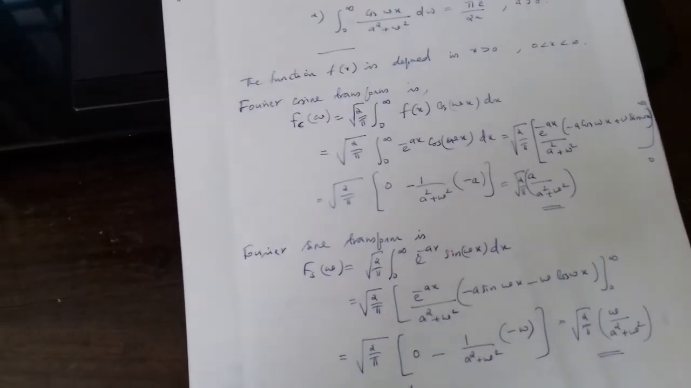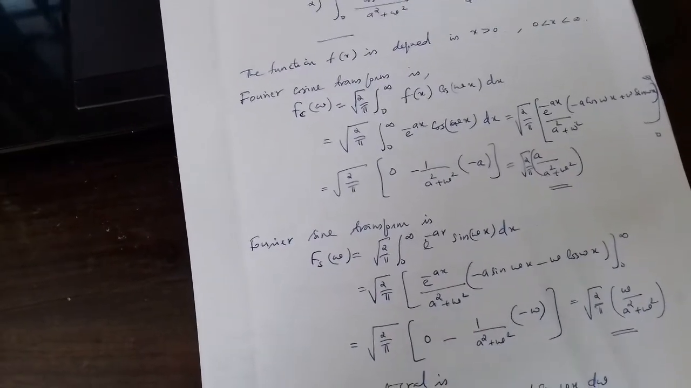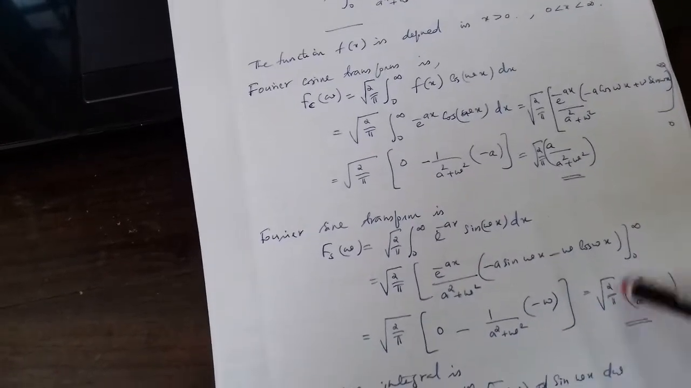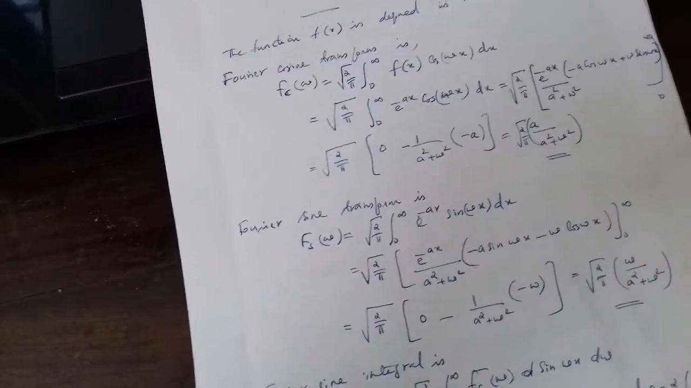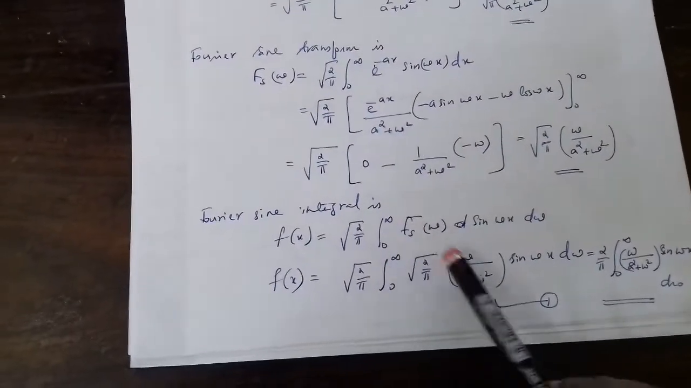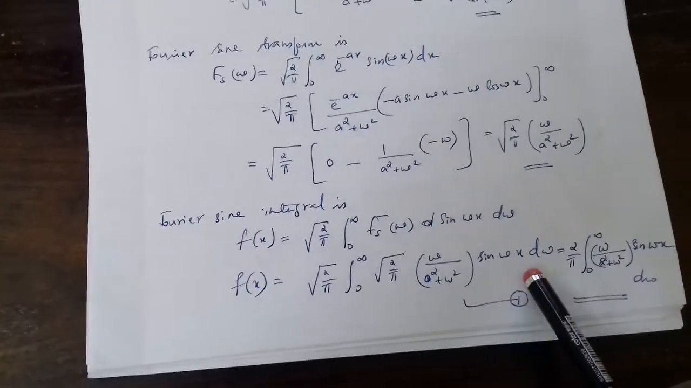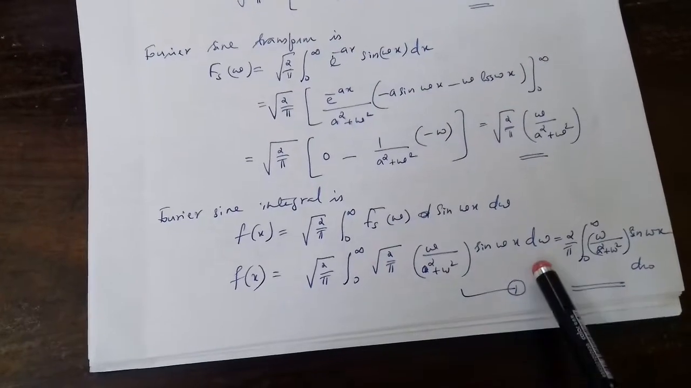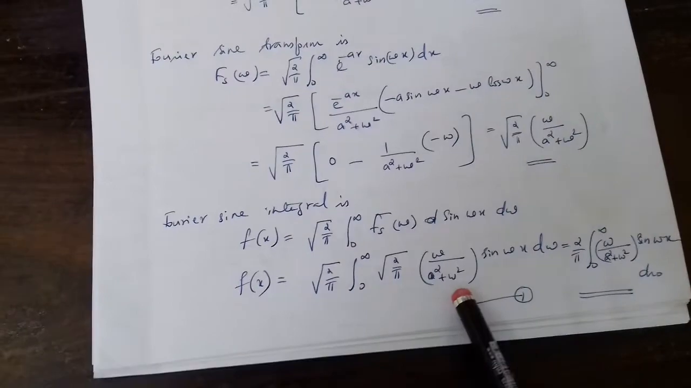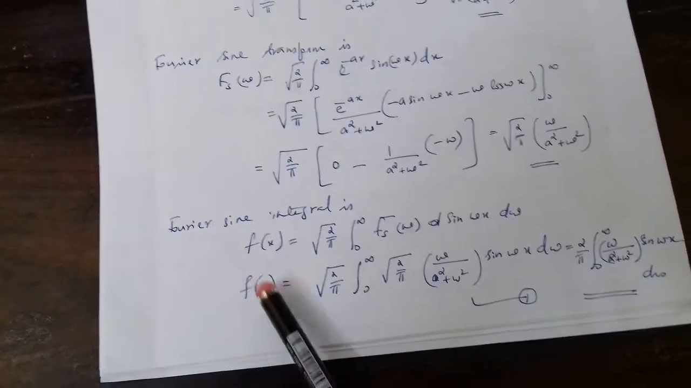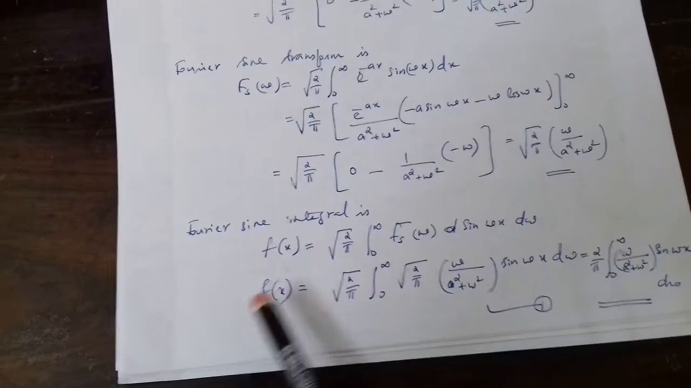And what is the Fourier sine integral? The Fourier sine integral is the inverse sine transform. We just have to take its inverse. So root of 2 by pi integral 0 to infinity fs of omega, that is root of 2 by pi omega by a square plus omega square, sin omega x. So what is the integral value? Integral 0 to infinity omega sin omega x by a square plus omega square will be f of x times the reciprocal when it goes to the other side, so root pi by 2.